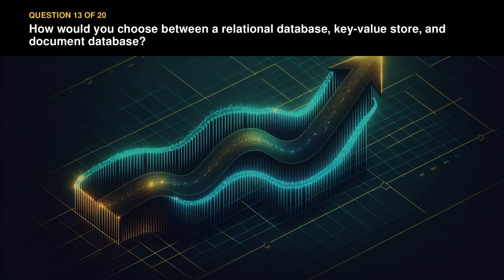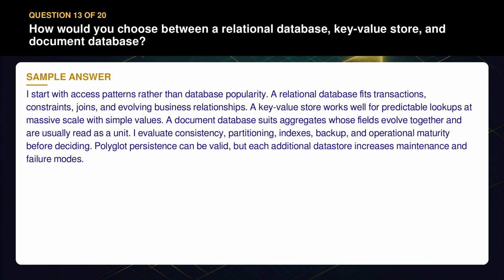Question 13. How would you choose between a relational database, key-value store, and document database? I start with access patterns rather than database popularity. A relational database fits transactions, constraints, joins, and evolving business relationships. A key-value store works well for predictable lookups at massive scale with simple values. A document database suits aggregates whose fields evolve together and are usually read as a unit. I evaluate consistency, partitioning, indexes, backup, and operational maturity before deciding. Polyglot persistence can be valid, but each additional data store increases maintenance and failure modes.